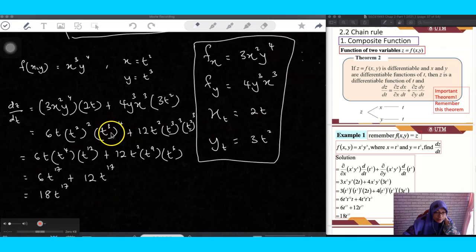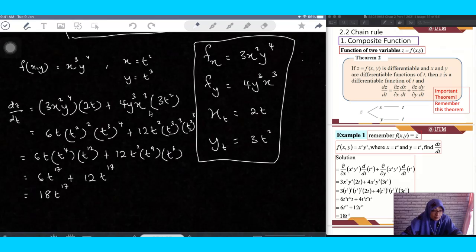Similarly, 3 times 4, you get 12, not 7. Be careful. And t squared, 3 times 3 gives 9, not 6. And 1 times 2 times 3 will give you 6, not 5. And then we simplify. You get 17 for the power, and this is also 17, and because they have the same index, you can simplify. So that is the answer. Your final solution should be dz over dt equals 18t to the power of 17. Don't give me the unsimplified form. If you do, you may lose 1 mark, or maybe 2 marks.